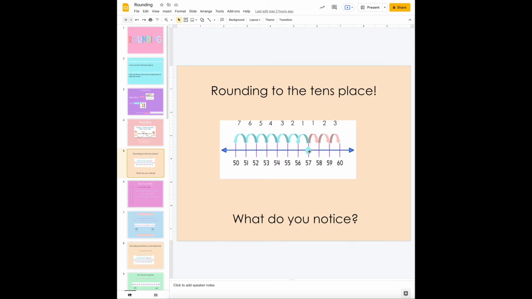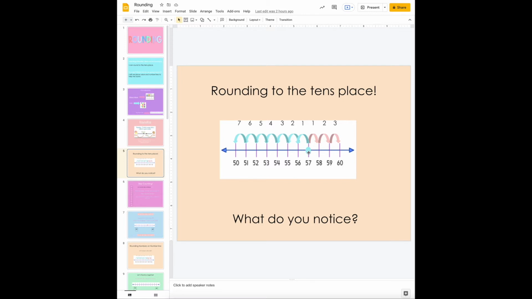As you can see, the first thing I notice is right here at 57 we have a dot. So that means I'm going to take the number 57. Because we're rounding to the tens place, I want to see which whole 10 it's closest to. A whole 10 means it ends in a 0. So the whole 10s 57 falls between are 50 and 60. As you can see, 50 ends in a 0, 60 ends in a 0.